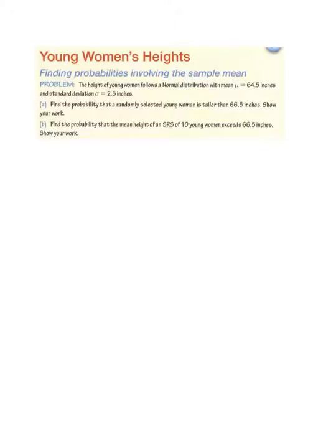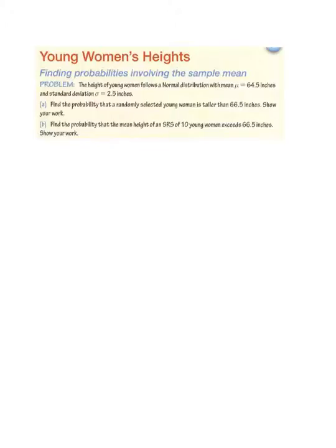So if the population is normally distributed, then the sampling distribution of the mean is also going to have a normal distribution, which will allow us to solve problems using those normal properties that we already know how to work with. Let's look at this one regarding young women and their heights. Find probabilities involving the sample mean.